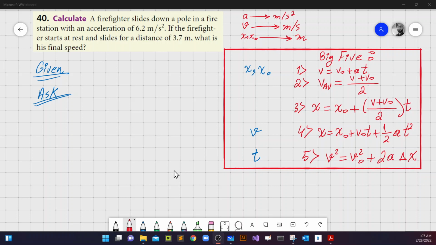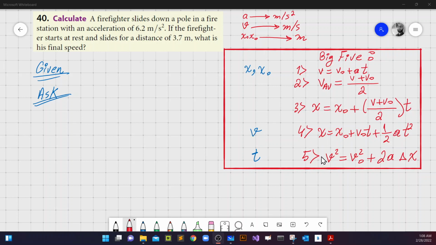Before we start, let me remind you of the big five equations that relate to motion with constant acceleration. The first equation is v equals v0 plus at. From this equation we will notice that x and x0 are missing. The second equation is v average equals (v0 plus v) over 2. The third equation is x equals x0 plus (v plus v0) over 2 times t. And the fourth equation is x equals x0 plus v0t plus half at squared. Notice that the final velocity in this equation is missing.